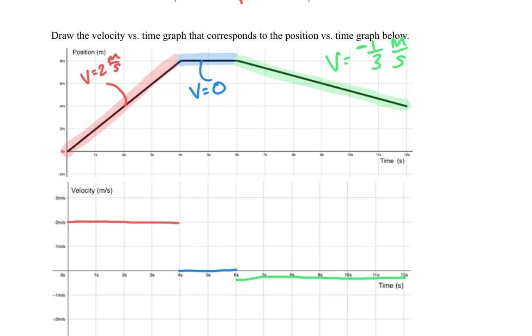Pretty straightforward. So a couple of key things to remember. One, break up the position graph into constant velocity parts, right? What's happening between 0 and 4 seconds is all the same.